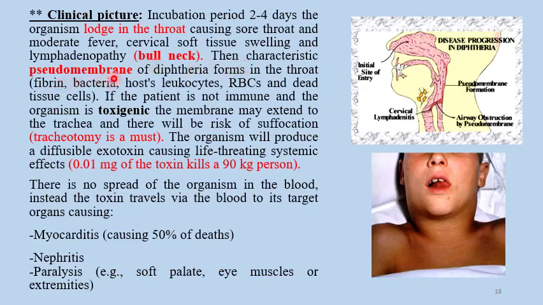Then the characteristic pseudomembrane of diphtheria will begin to form in the throat. This pseudomembrane consists of what? It consists of fibrin, bacteria, host leukocytes, RBCs, and dead tissue cells. So this is the composition of this pseudomembrane.